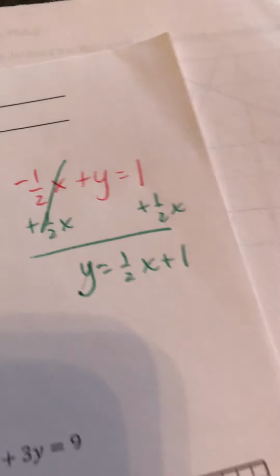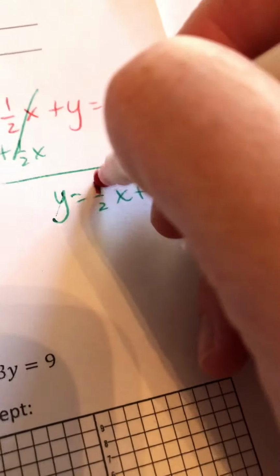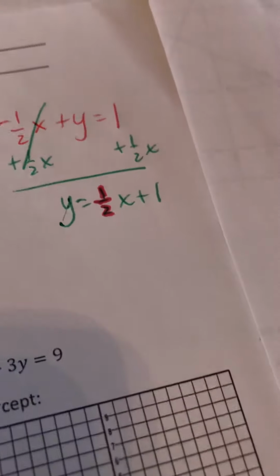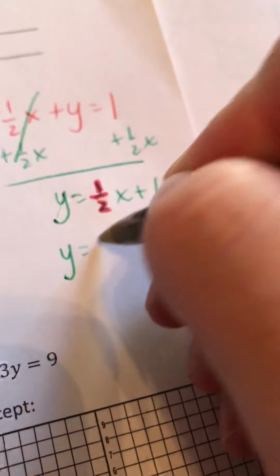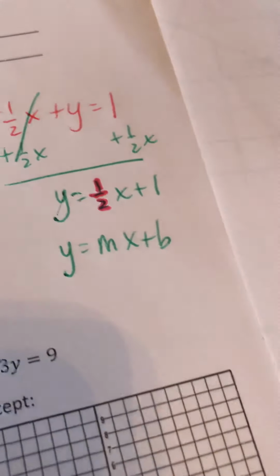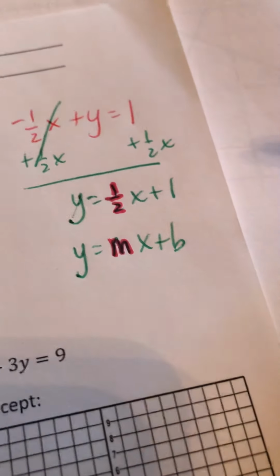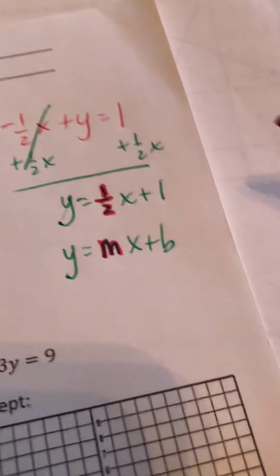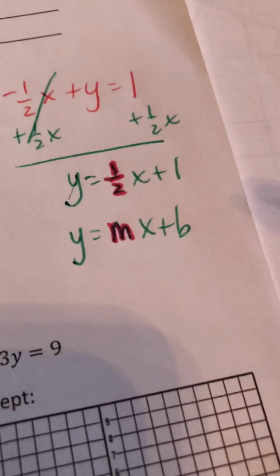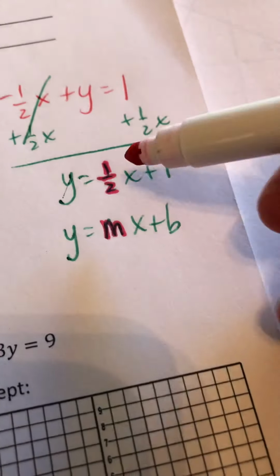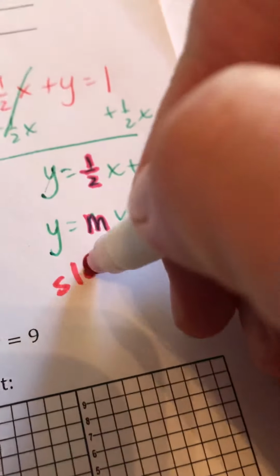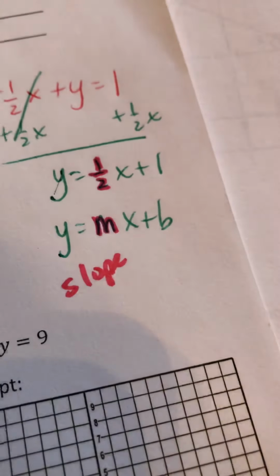And here's what's really important: you need to know that whatever's in front of the x, so let me write this out, y equals mx plus b. This m, I don't know why it's the m. It's so weird, but it is. It's from way back, and I'm sure there's a whole lesson on that I'm not going to teach you. But it is representing slope, okay?